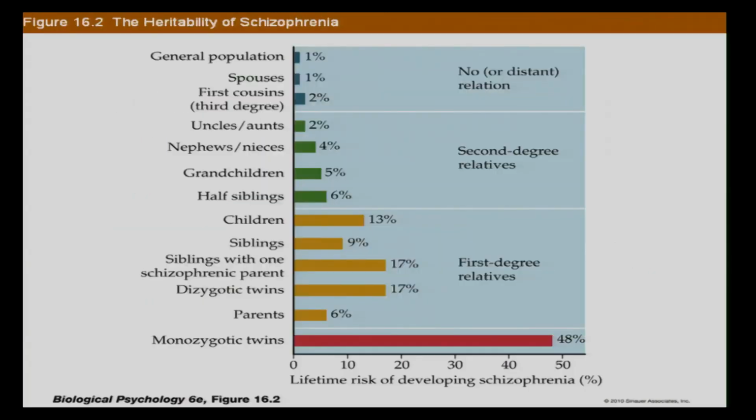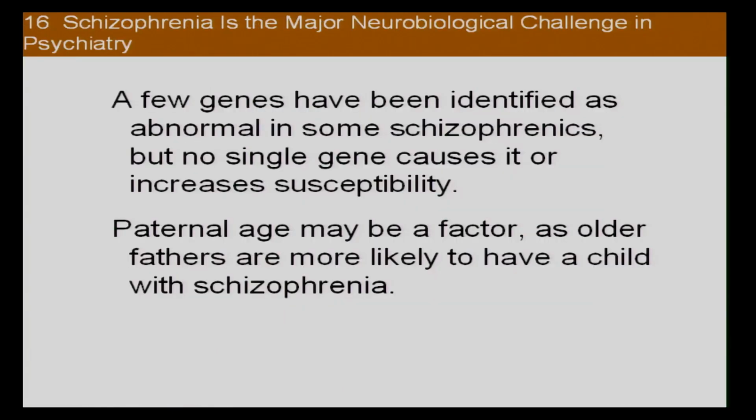Okay, so if there is a genetic component, as suggested by these findings, what are the genes that have been identified? There are a few genes that have been identified as abnormal, but there's no single key gene that you can delete and the person doesn't have schizophrenia, or the animal model does not have schizophrenia. But there are all these different factors that we've come to understand over the years. One is paternal age, the age of your father. Older fathers are more likely to have a child with schizophrenia.